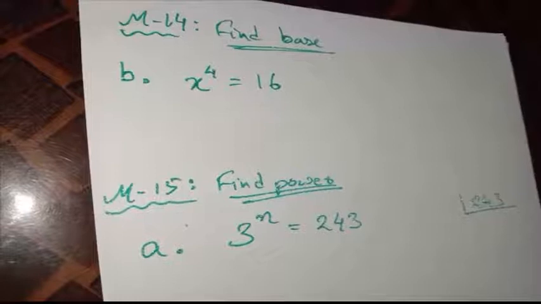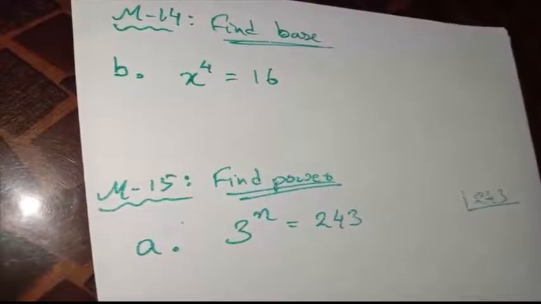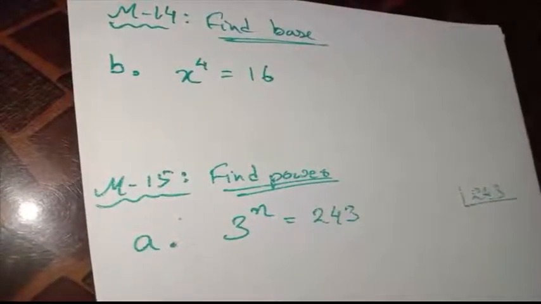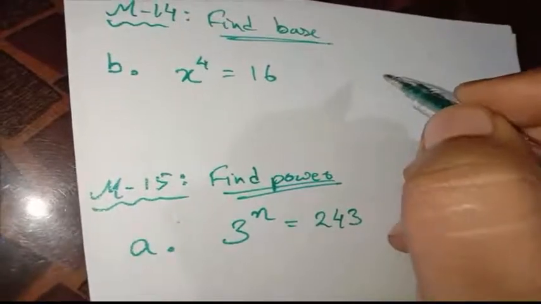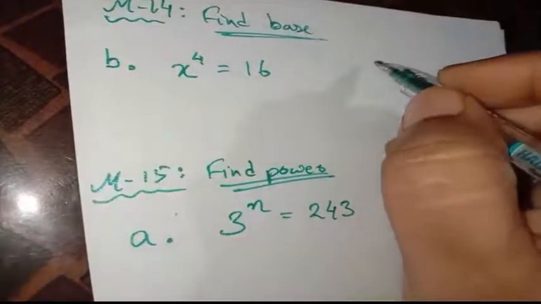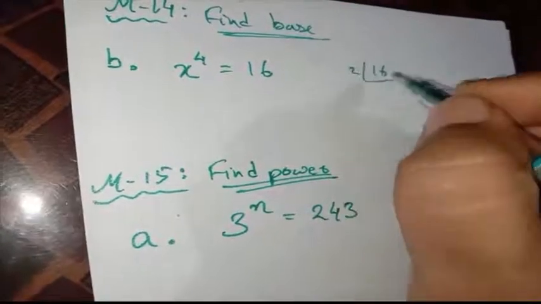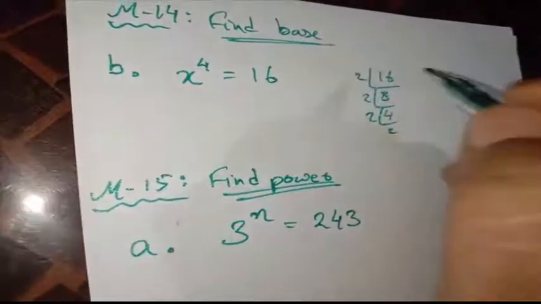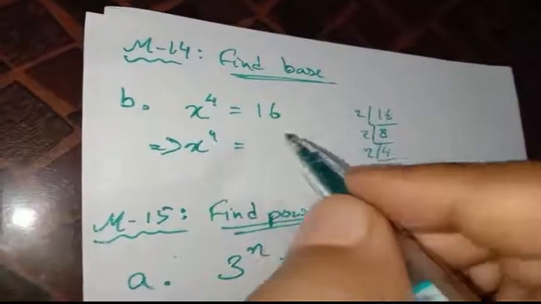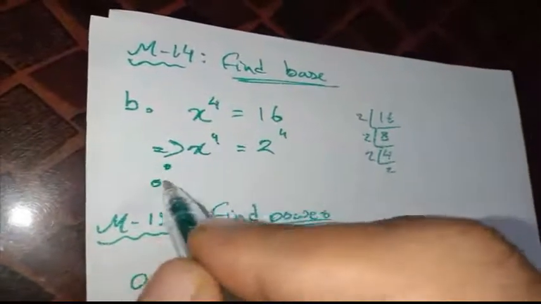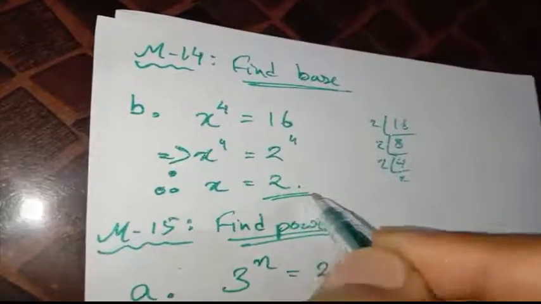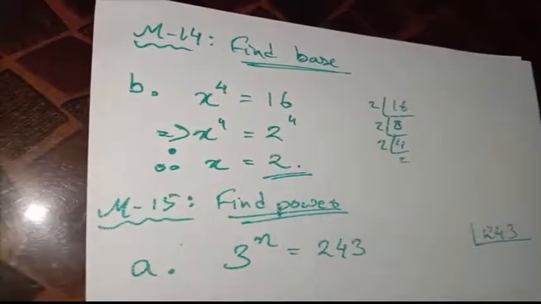Let us start with module number 14. We have to find the base here. Question number B, the equation that you are given is x to the power 4 equal to 16. First of all, we will find the prime factorization of 16. So it will be 2 into 2 into 2 into 2. This will imply that x to the power 4 is equal to 2 to the power 4. Therefore, x equal to 2. This is how you are going to solve all the questions of module number 14.